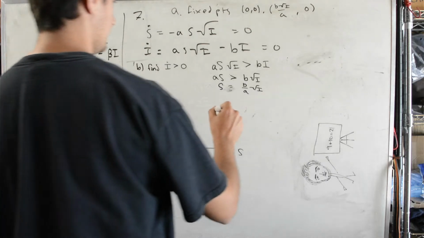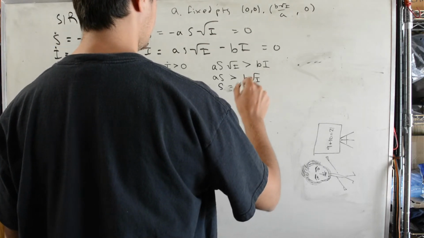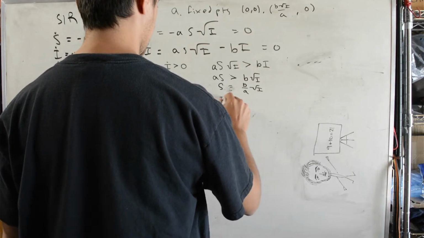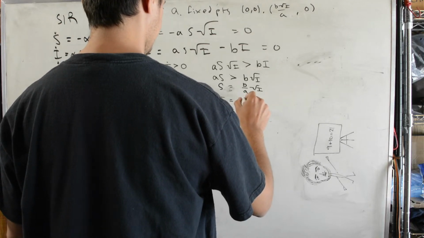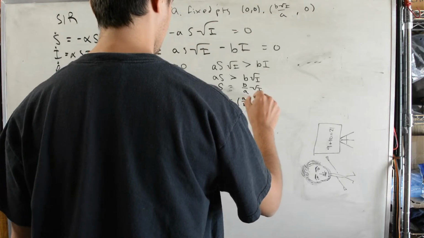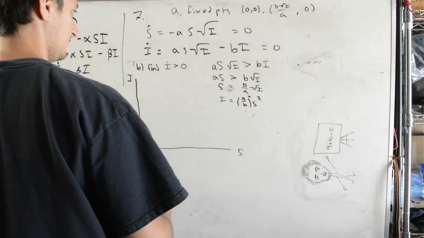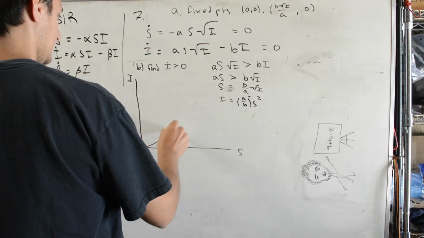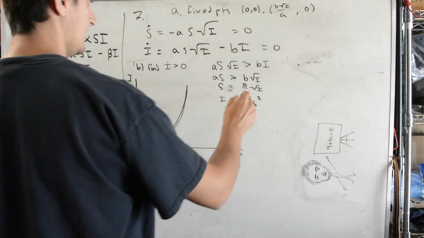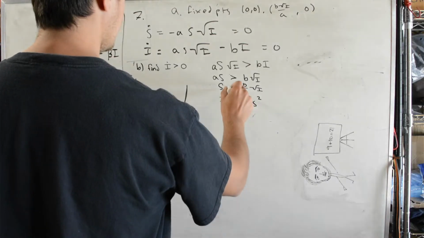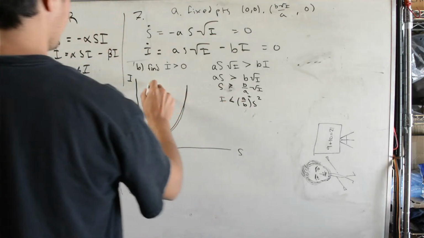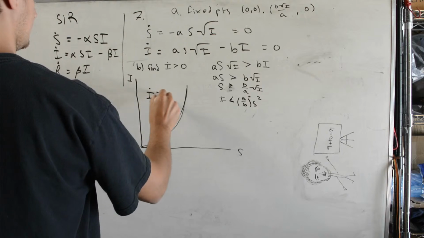Wait, we actually want the other way around. So we want I is equal to alpha over beta S, squared. So something like this. But let's keep track of the inequality. So if this is less, so if we're in here, then I dot is greater than 0.